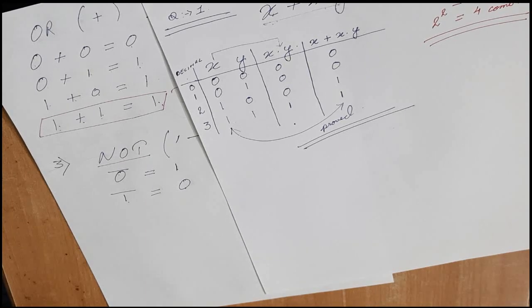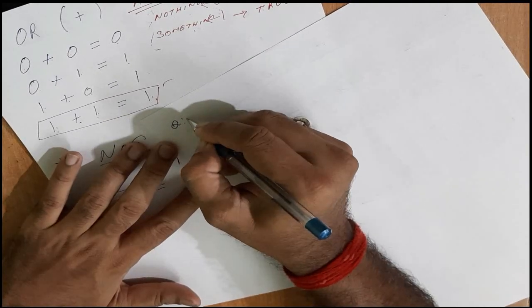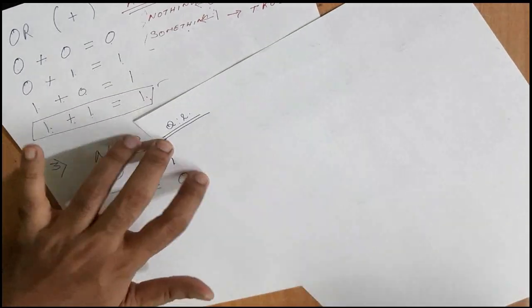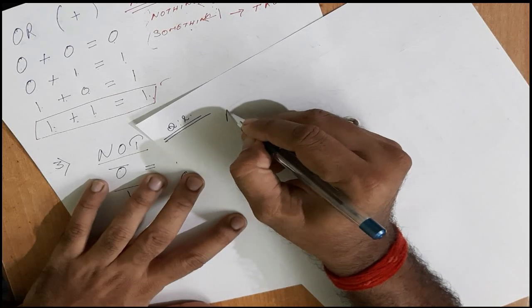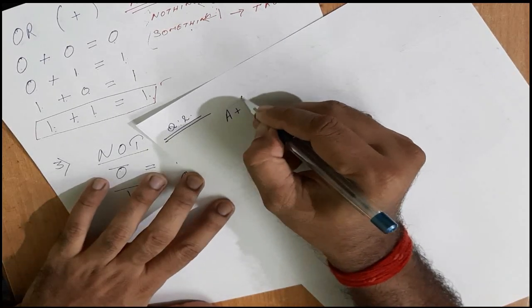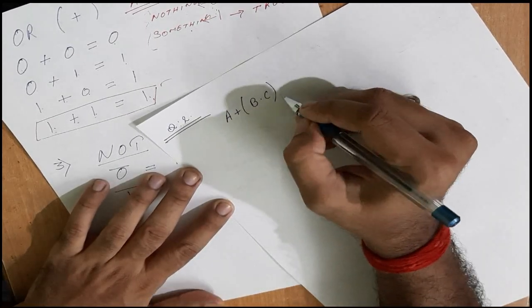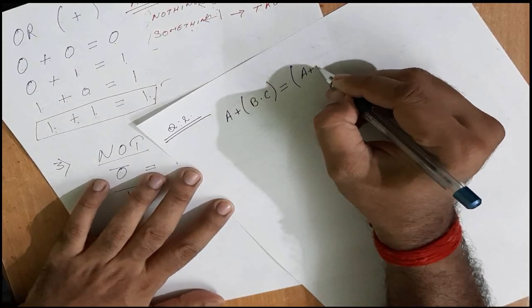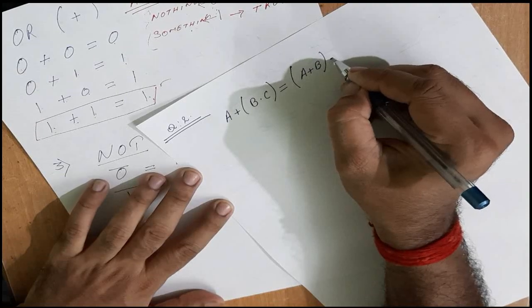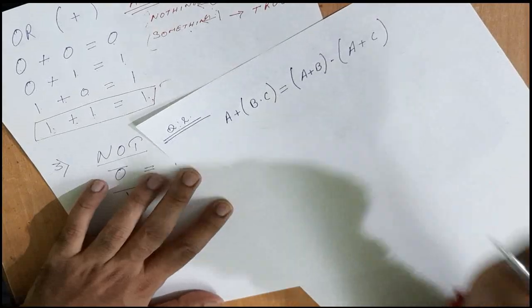Now let's take another example of 3 variables. Question number 2. This time we will take 3 variables. Let's take a plus b dot c is equal to a plus b multiplied by a plus c. Let's see this.